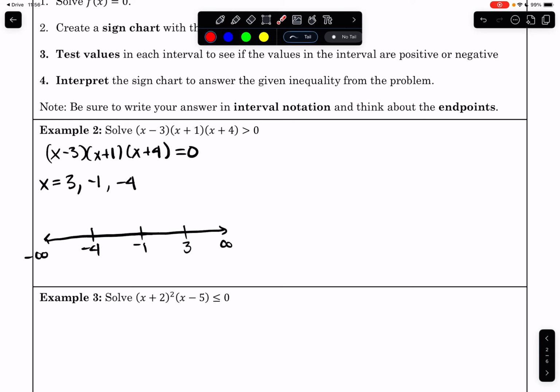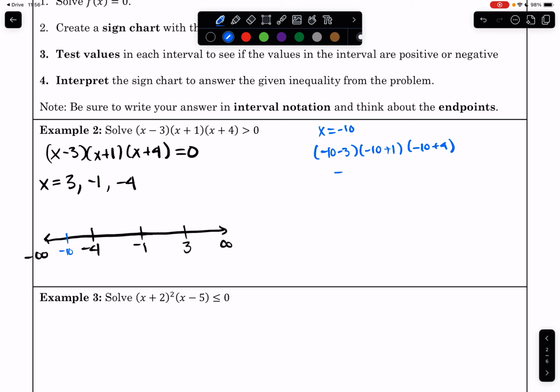So to figure this out, we're going to simply test values that fall within the domain of negative infinity to negative 4. I'll pick any number that falls within that boundary. We'll pick negative 10, for example. So I'm going to have x equal to negative 10, and substitute it in for the x's. So negative 10 minus 3, negative 10 plus 1, and negative 10 plus 4.